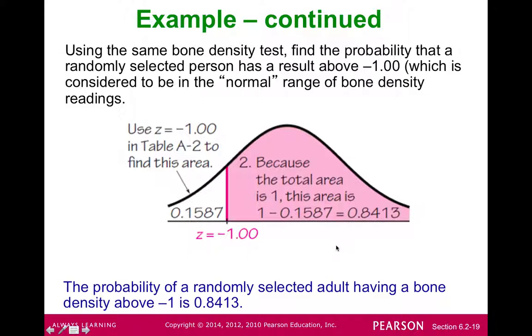It's going to use that principle that the area under the curve is equal to 1, and that if you know one side, you can subtract it from 1 to get your other side. So this is really a continued example from the previous one. Using the same bone density test, which again, the results will be reported as a z-score, we're going to find the probability that a randomly selected person has a result above -1. Which is considered to be the normal range of bone density readings.